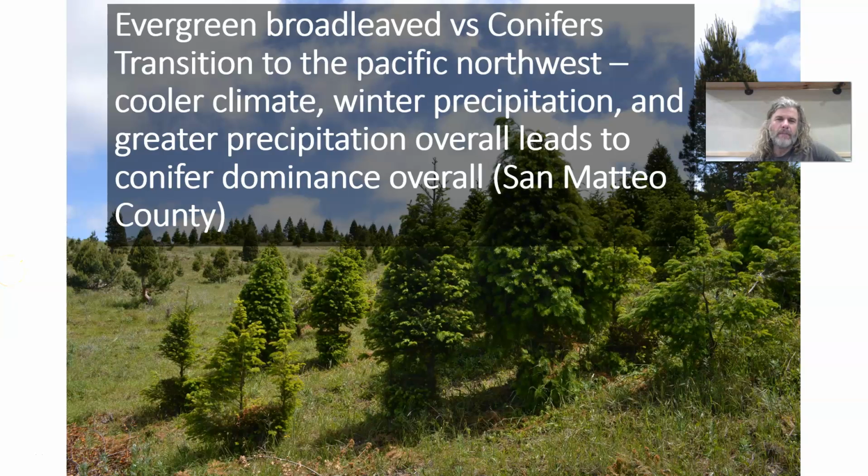Now I know you're just chomping at the bit for this. Why is there this transition between the dominance of conifers, evergreen conifers, and evergreen broadleaf species? Please, how does this happen?